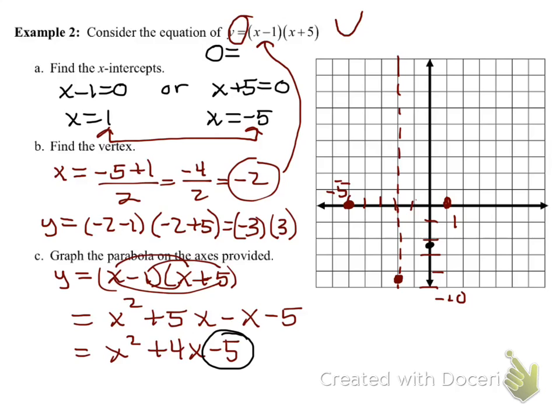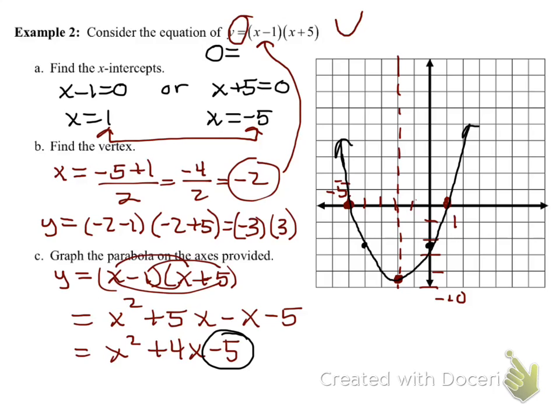We have the reflection image of that point on the other side of our axis of symmetry, and between those 5 points we can get a pretty good idea of what our parabola looks like. So we're just going to connect the points with a smooth curve, and we get something like that. If we wanted a little more accuracy, we could find some more points, but that gives us a pretty good idea. All right, so that is section 12.3, and it's talking about the factored form of quadratic functions.